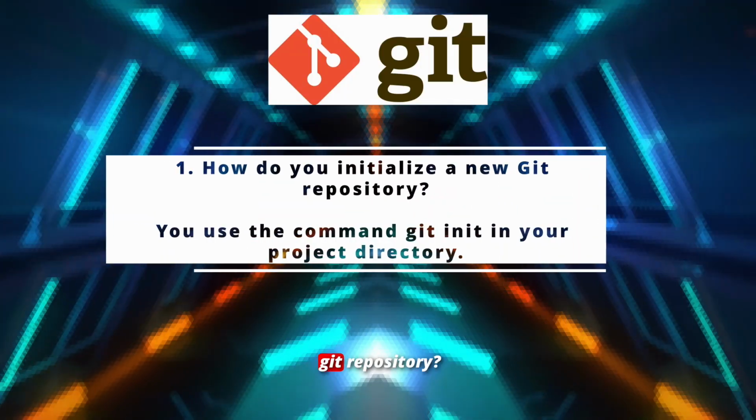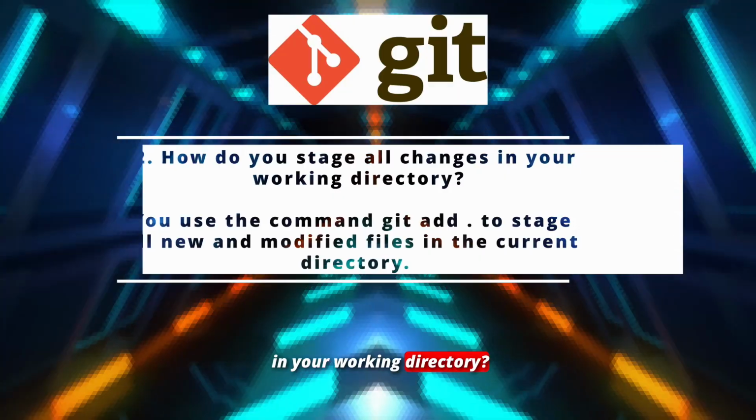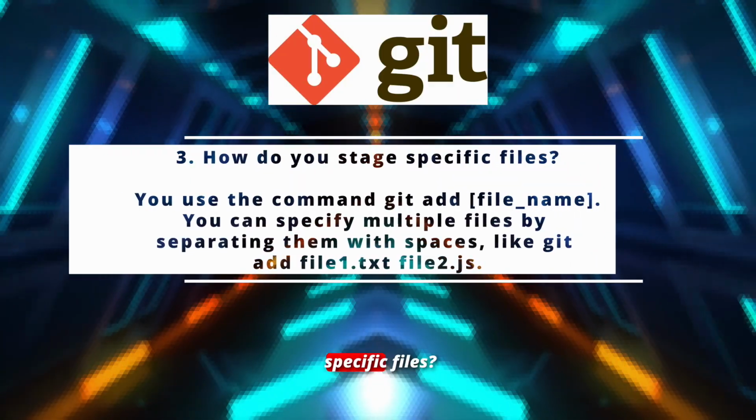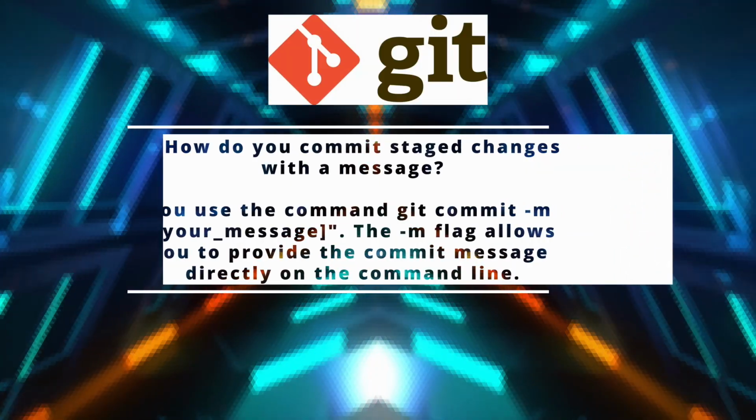How do you initialize a new Git repository? How do you stage all changes in your working directory? How do you stage specific files? How do you commit staged changes with a message?